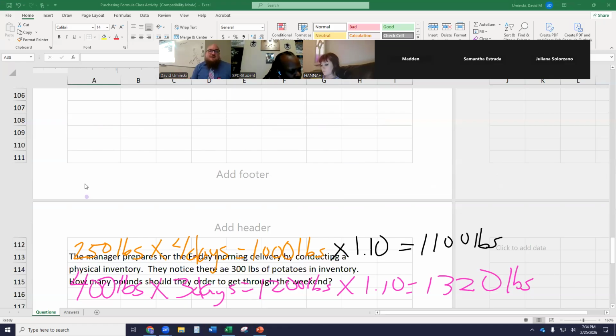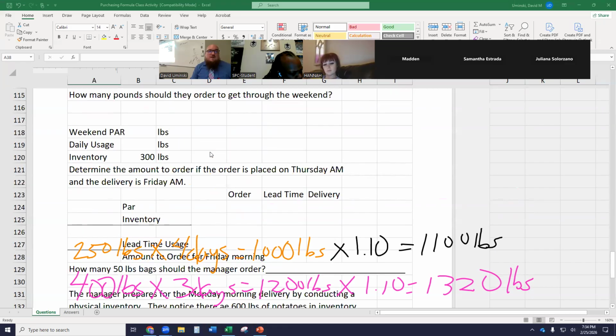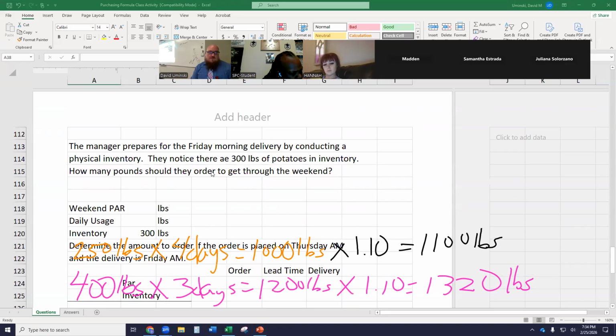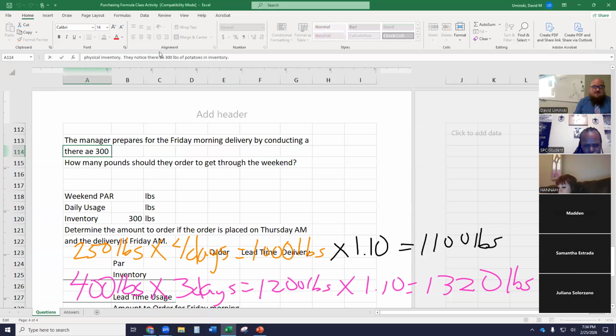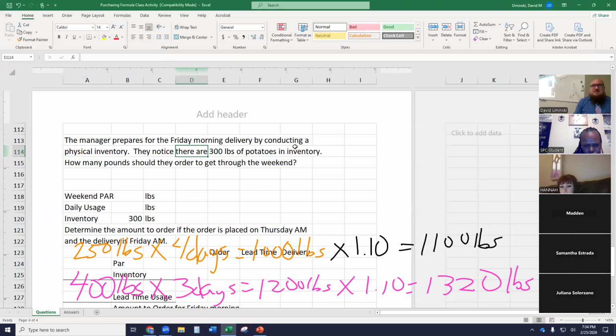Now let's put it all together. So the manager prepares for the Friday morning delivery by conducting a physical inventory, meaning they actually physically go in and count how many pounds of potatoes they have. They notice there are, I did not see there was a typo there. Hold on. There are 300 pounds of potatoes in inventory. How many pounds should they order to get through the weekend?